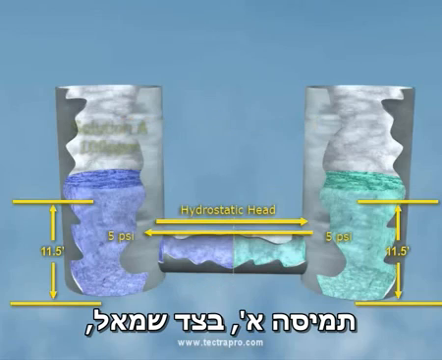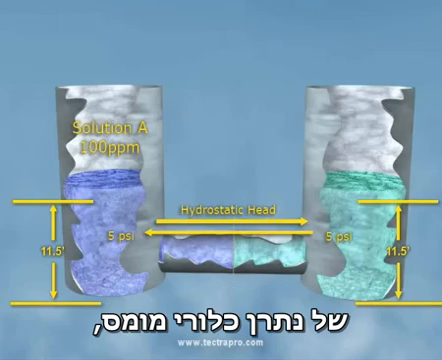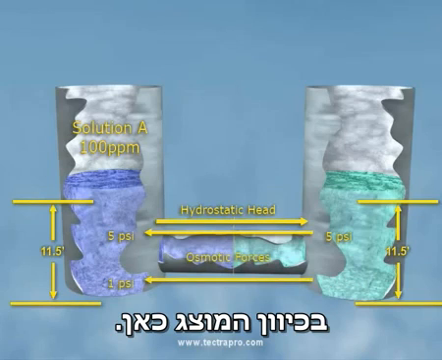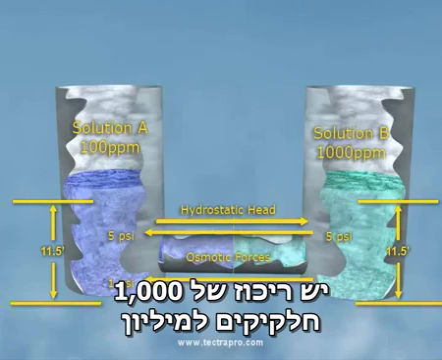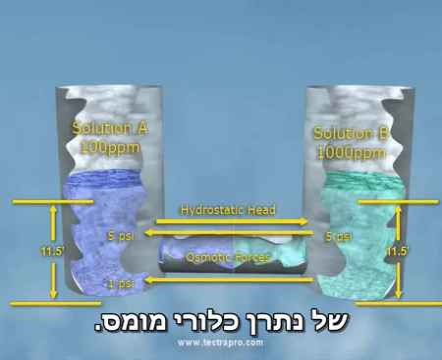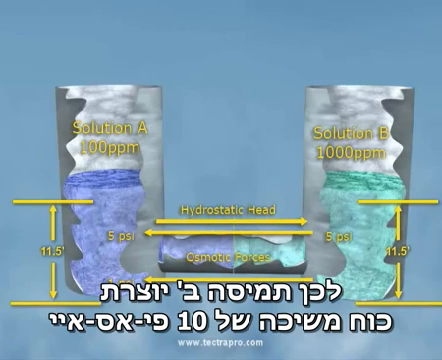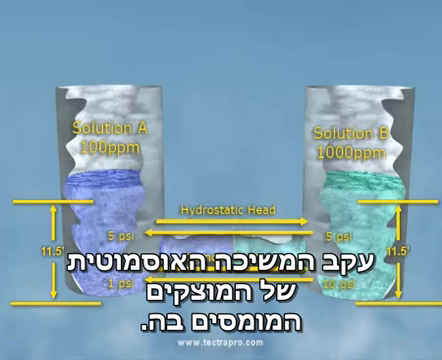Solution A, located on the left side, has a concentration of 100 ppm of dissolved sodium chloride, which causes a 1 psi osmotic attraction in the direction shown. Solution B, located on the right side, has a concentration of 1000 ppm of dissolved sodium chloride. Solution B, therefore, exerts an attractive force of 10 psi in the direction shown due to the osmotic attraction of its dissolved solids.